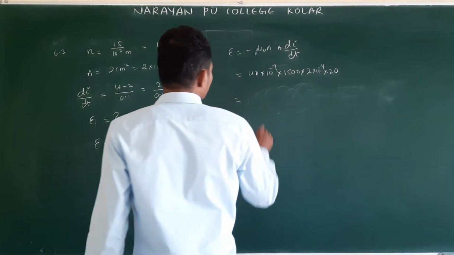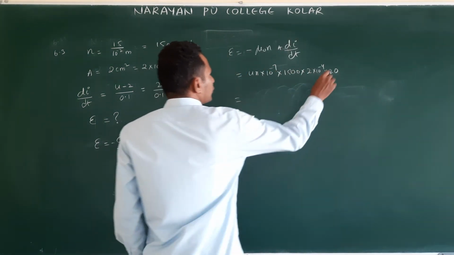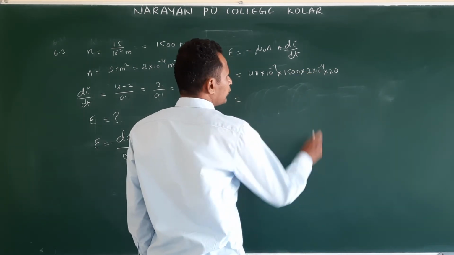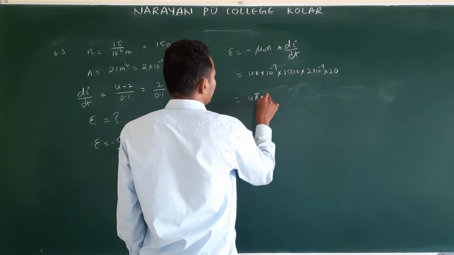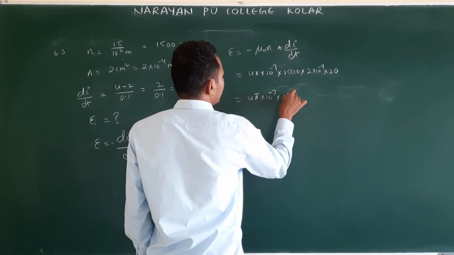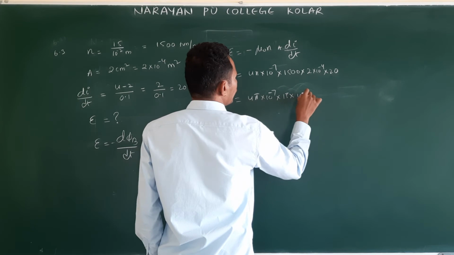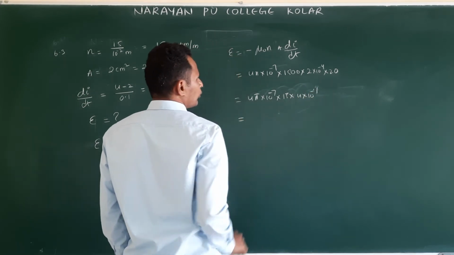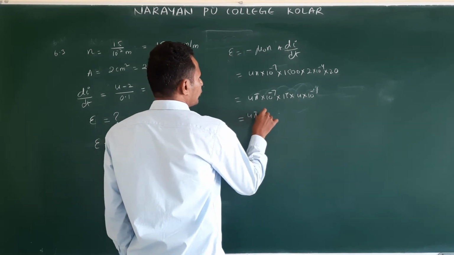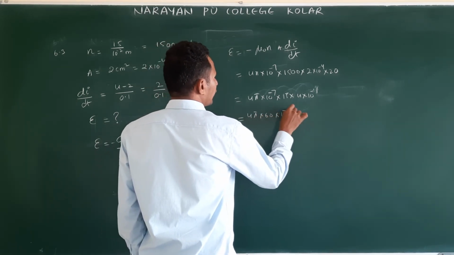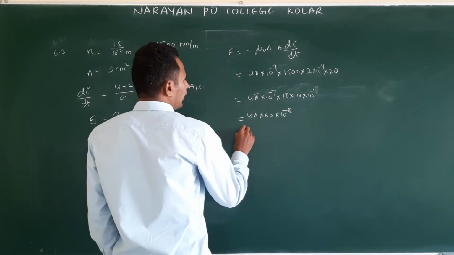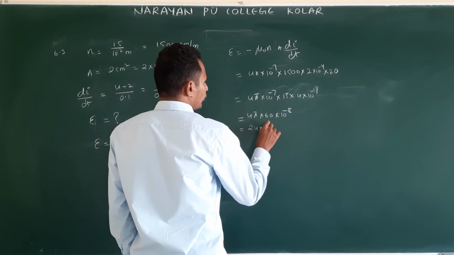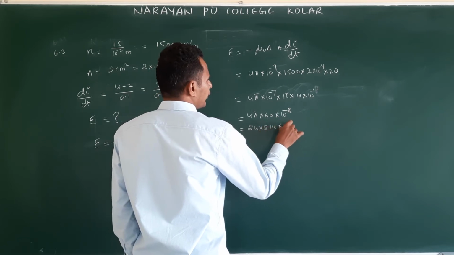Now, 3 cancels. Then we write 4 pi into 10 power minus 7, 15 into 2 into 2, which is 4 into 10 power minus 1. So I can write 4 pi into 60 into 10 power minus 8, or 24 into 3.14 into 10 power minus 7.